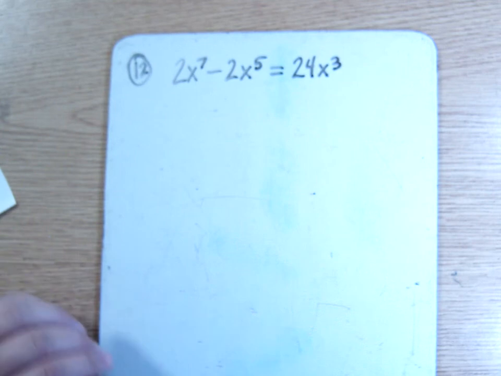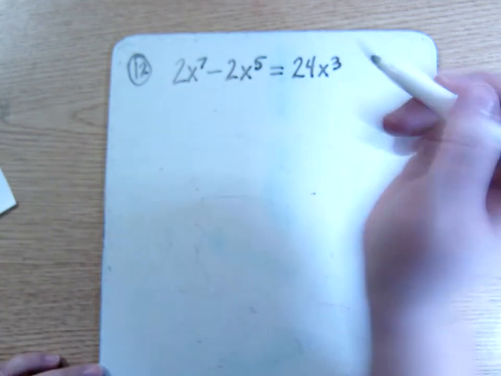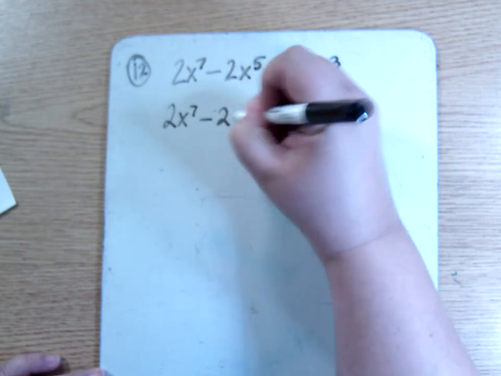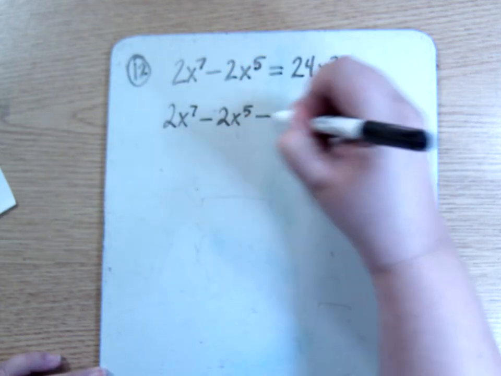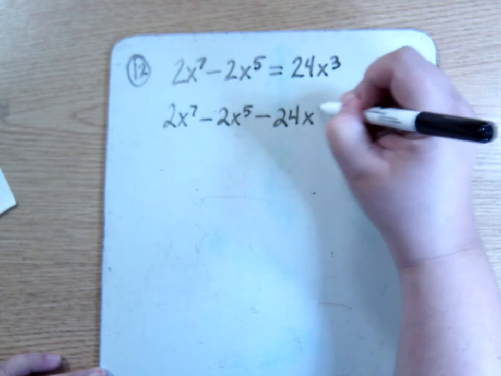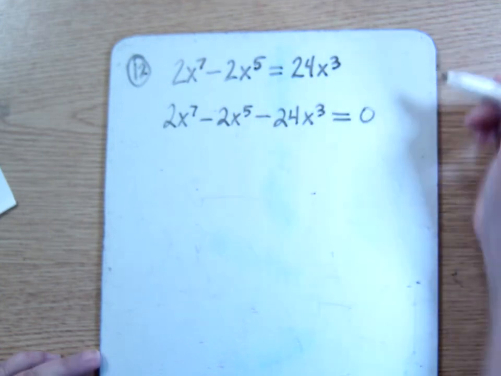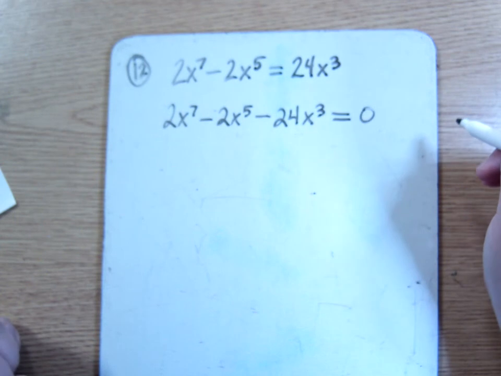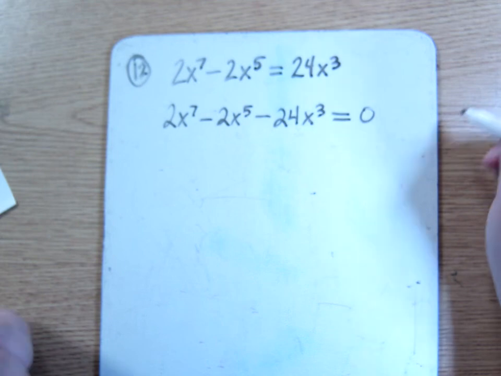Here's another factor and solve. Anytime you try to solve by factoring, the first step is to get everything over on the left with nothing but 0 on the right. Because the way we solve by factoring is we get all the factors and then it has to be equal to 0. It's called the zero product property, so that you can set each factor equal to 0 and solve.